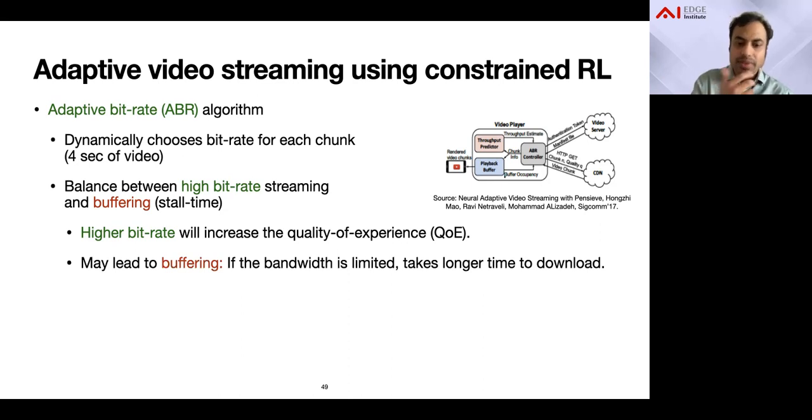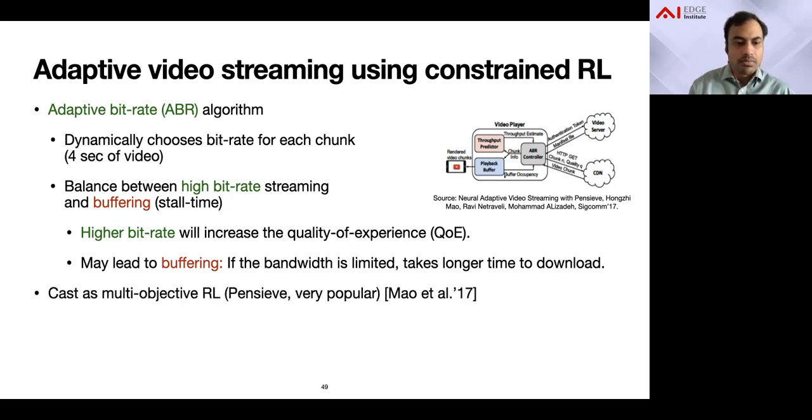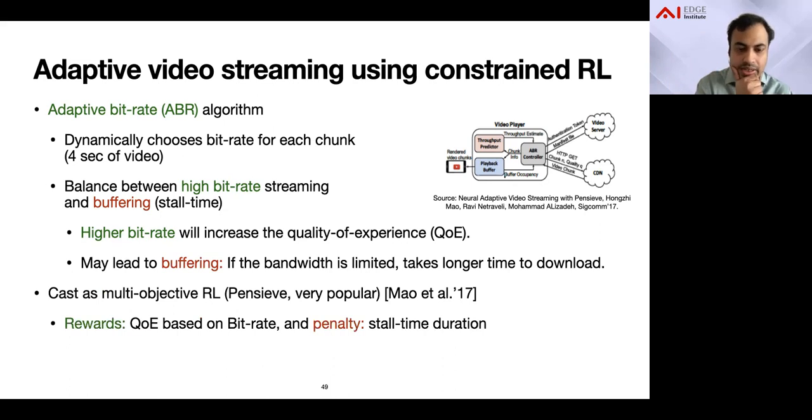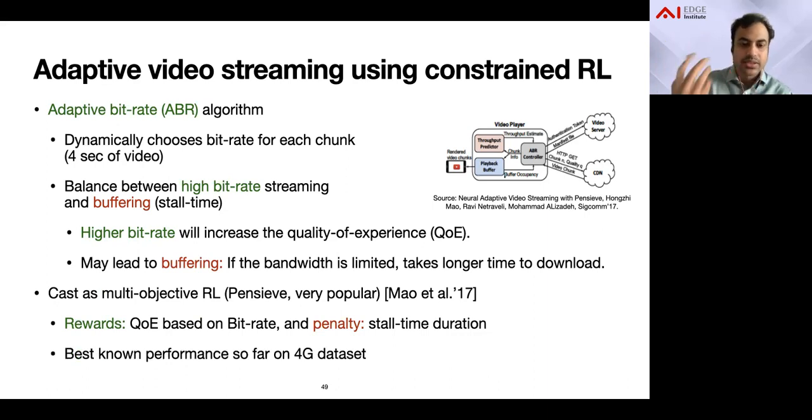But it may lead to buffering, because if your bandwidth is limited, it may take a longer time and you will see some buffering on your screen. The idea is that I want to maximize the bit rate but also minimize the stall time. You can cast this as a multi-objective RL. This is the well-known algorithm Pensieve, which already does that. They have this multi-objective: one is the reward and the other is the weighted penalty. This is the best known performance so far on the 4G data set. It selects what the bit rate should be.